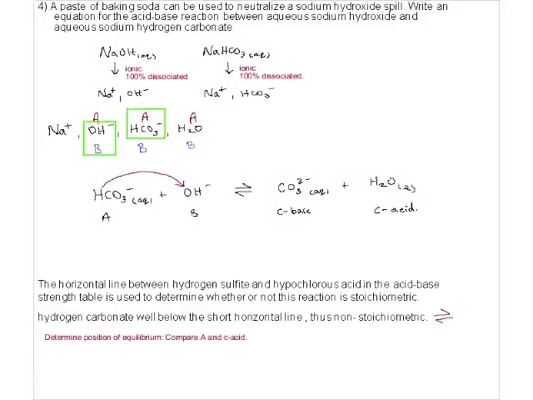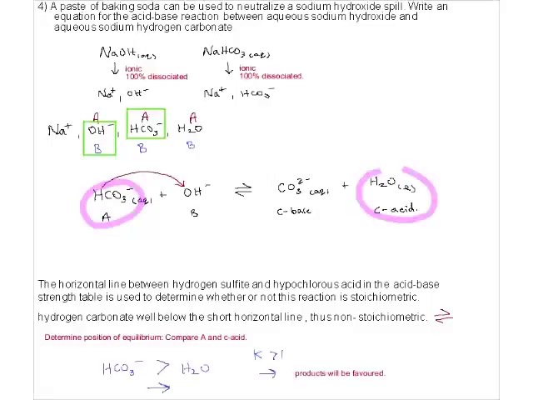Okay, we have to determine the position of the equilibrium now. Is the forward reaction going to be favored or the reverse reaction? And again, in order to compare, we have to compare the acids. Right away we should know the answer, because water is a very, very weak acid. So bicarbonate is a much stronger acid.